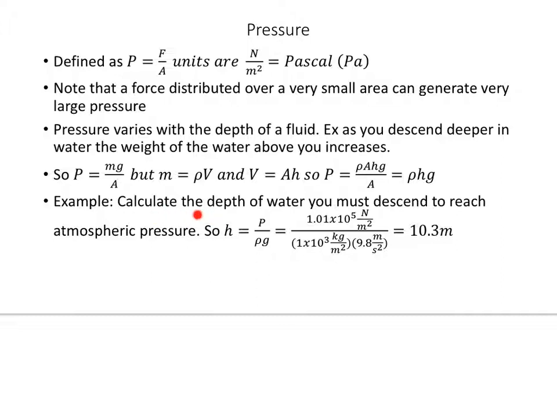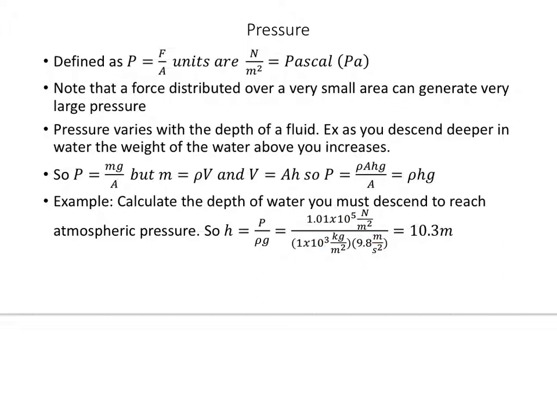Okay, so a simple example of this: calculate the depth of water you have to descend to reach atmospheric pressure. So we're going to use this equation here, and we're going to solve it for h. That's going to be the depth you'd have to descend, so that's equal to P divided by the density times g. Now, atmospheric pressure is 1.01 times 10 to the 5th newtons per square meter, so you can look that up in your textbook. This, as we mentioned before, is the density of water. Also, there's a table in the textbook that has densities of all different materials, times 9.8.